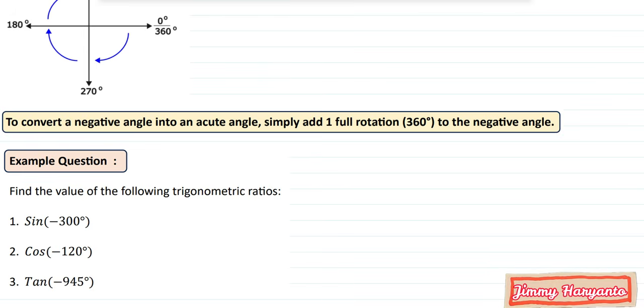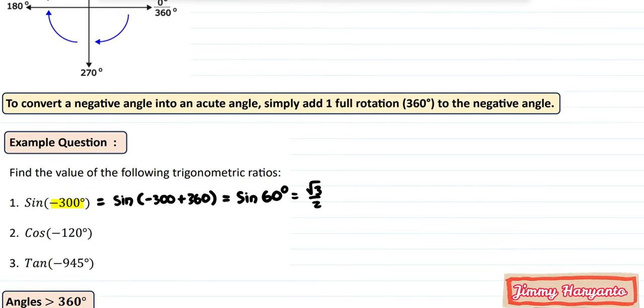Okay, next is example question. For this one, find the value of the following trigonometric ratio. Okay, so first we will not determine the sign of the trigonometry ratios, but we have to change the negative angles into positive angles. So first we will add negative 300 plus 360. So you have 60. Okay, so after you get this, you will forget the previous question, because the question already changed into sine 60 degree. Sine 60 degree equals to square root of 3 over 2, and the value is positive.